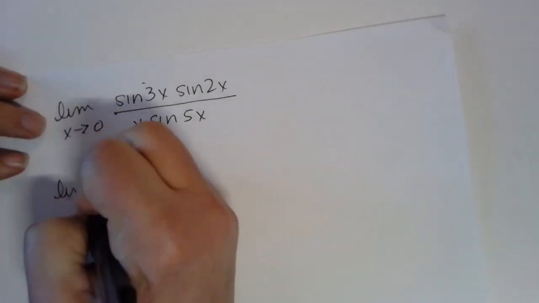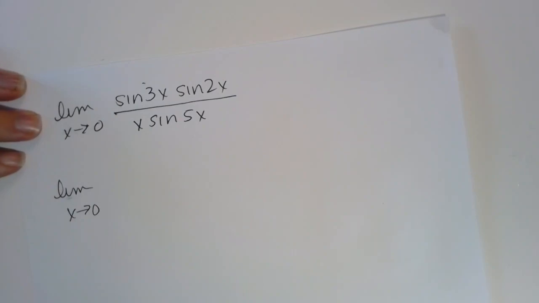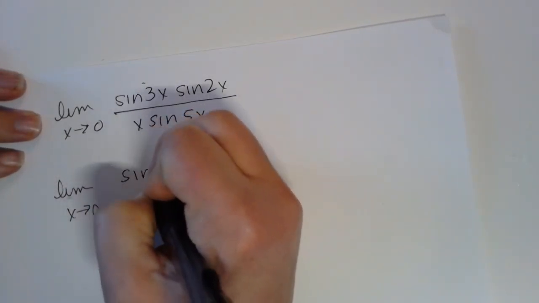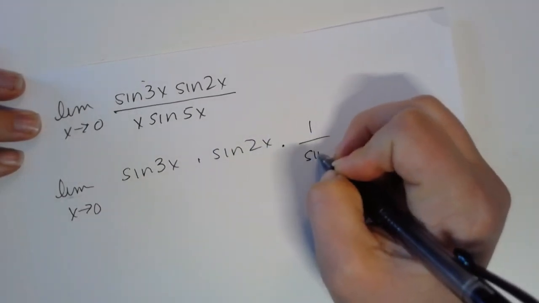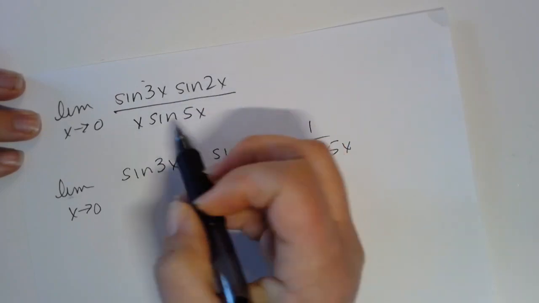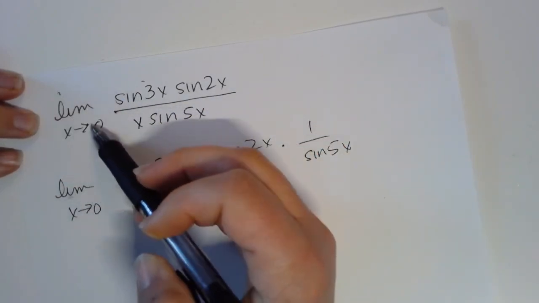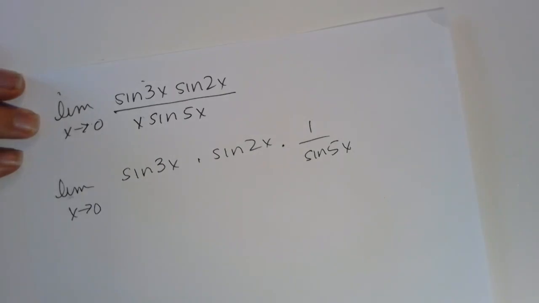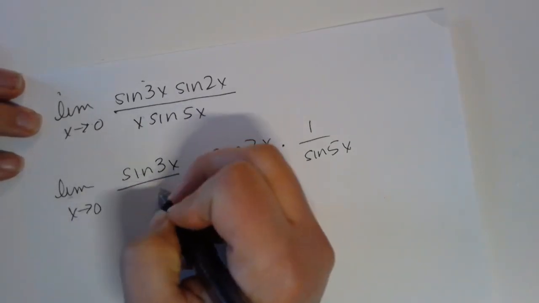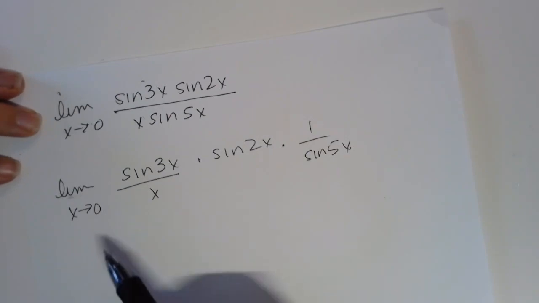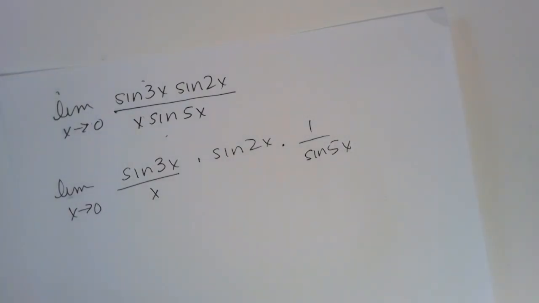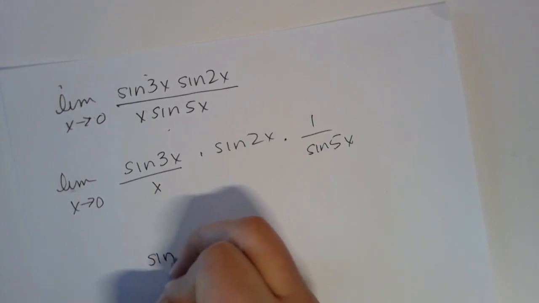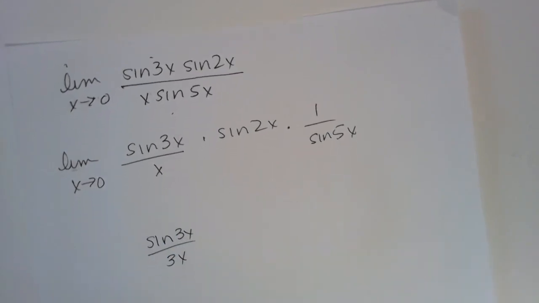So I'm going to think of this instead as the limit as x approaches 0 of sine of 3x times the sine of 2x times 1 over the sine of 5x. Now I haven't used this x here. It's in the denominator, so I'm just going to choose to put it right here, okay? So when I multiply this all back together, I get exactly this again. Now, I know from the previous example that if I can make this first one into sine of 3x over 3x, then I know that limit will be 1, okay?